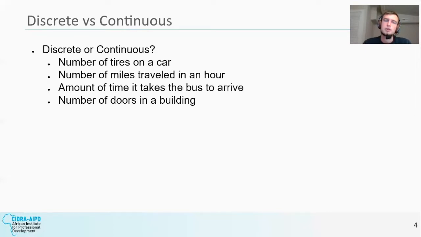All right, so number of tires on your car. So 0, 1, 2, 3, or 4. You can't really have half a tire or a quarter of a tire. That's not really a thing. So because of that, we're going to say that's discrete.